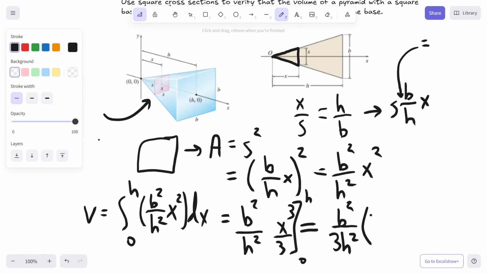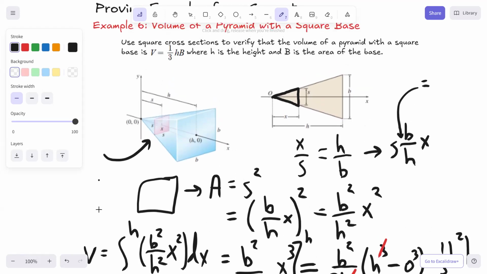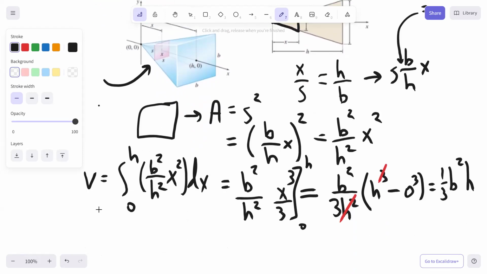So plug in h, which is h cubed, and 0, which is 0 cubed, and then if we simplify this, the h squared and h cubed are going to cancel, leaving just h. So you would have 1/3 b squared h. Now, that b squared there represents the area of the base. So in terms of capital B, you would have 1/3 capital B H.